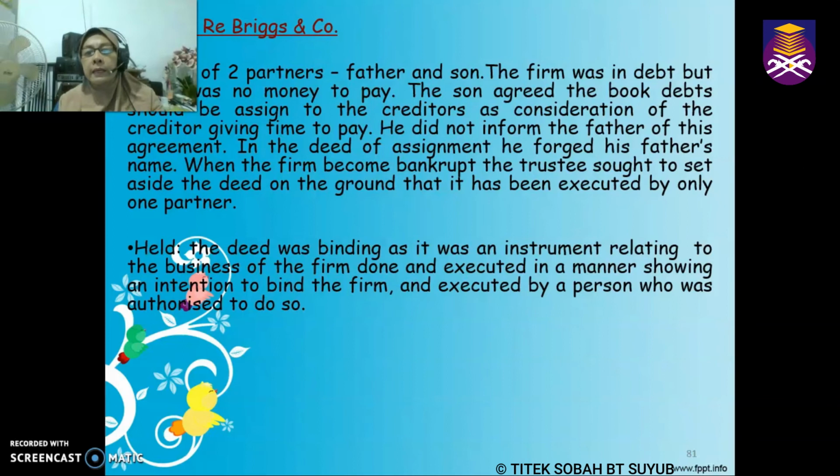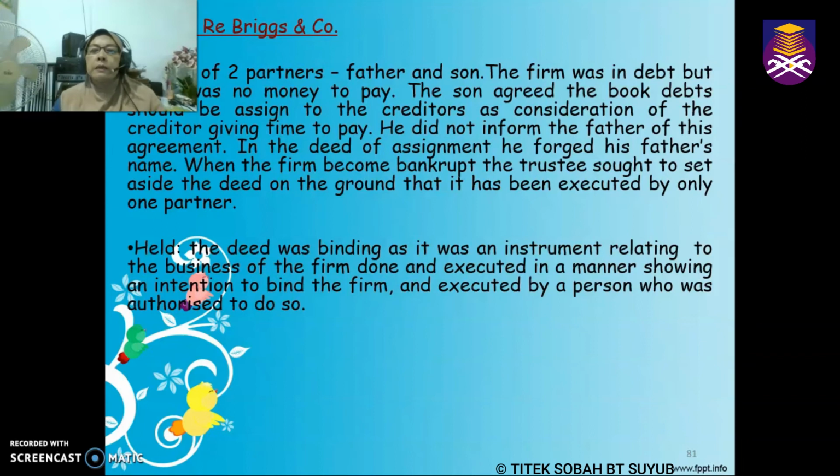So now he signed, dia menyerahkan hak to the creditors, so that the creditor will give him time to pay the said loan. What happened is that this son never informed the father of what he did, that he entered into this assignment. So he forged his father's signature. Later on, his firm became bankrupt.